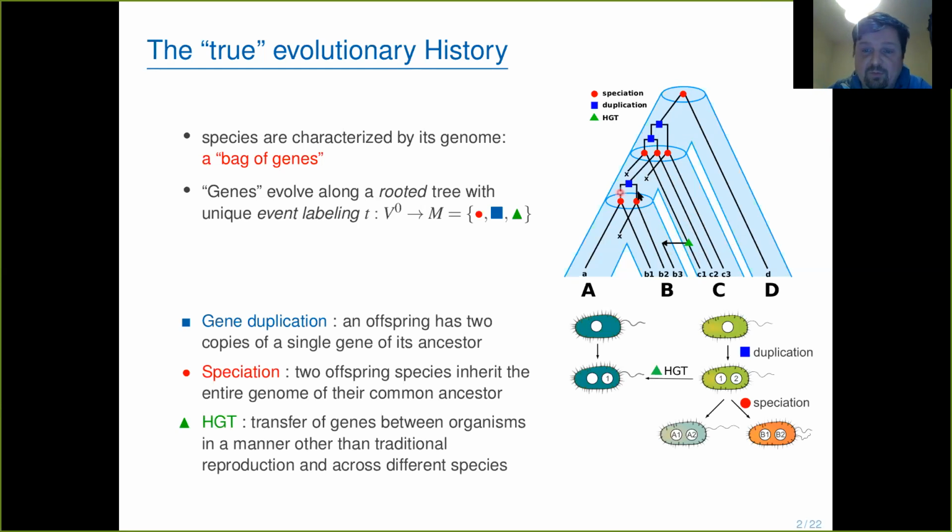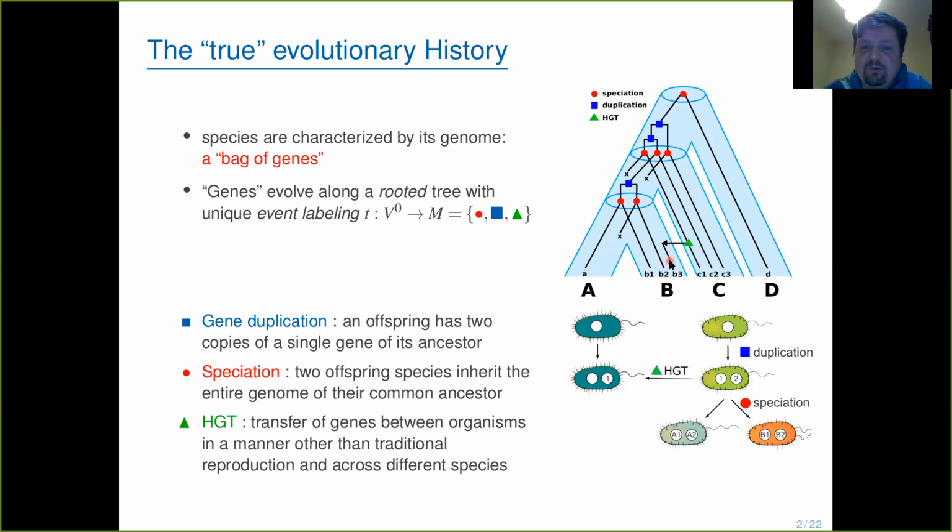These things reflect the mechanisms that act on the genes through evolution. So we have here these blue squares, for example, that reflect duplication events. That is, a particular gene gets duplicated, maybe it gets a new function or it gets lost at a certain point. We have speciation events, where the species subdivides, so to say, into new species, and the offspring species inherit the entire genome. And we have horizontal gene transfer, and this is a particular transfer of genes across distinct species.